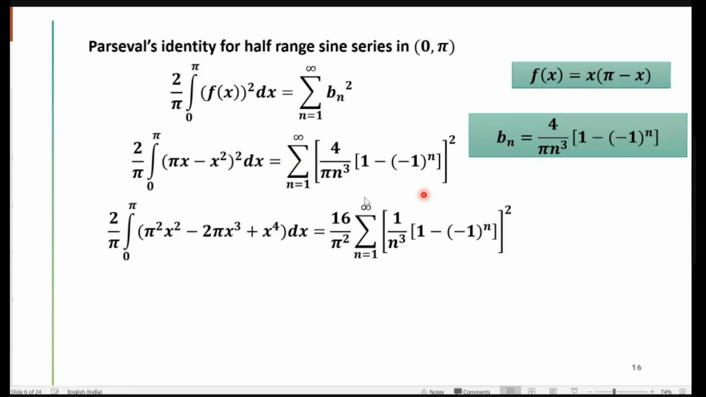Again, the terms which are independent of n are taken outside the summation. नहीं लिया तो भी चलेगा. Okay, we can take it or we need not. It depends upon you. To take, I have taken the terms which are independent of n outside. The 4 square 16 will come out. Pi square will come out. Remaining will be 1 upon n cube, 1 minus 1 raised to n whole square.